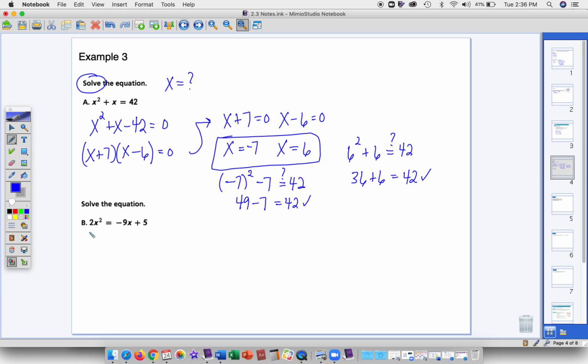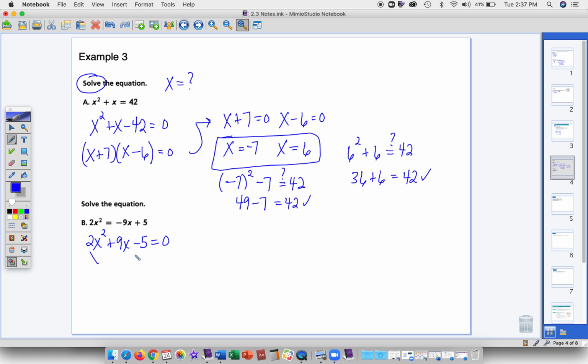Okay, let's try letter B. So again, move all terms to one side. And then set it equal to 0, right? Because there's nothing left on this side. We added the 9x, we subtracted the 5.